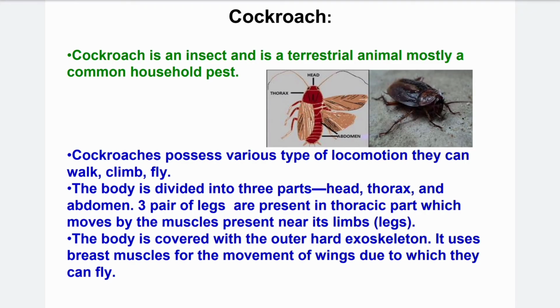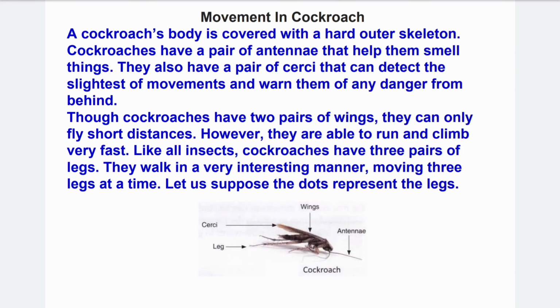Cockroach. Cockroach is an insect and is a terrestrial animal, mostly a common household pest. Cockroaches possess various types of locomotion. They can walk, climb, or fly. The body is divided into three parts: head, thorax, and abdomen. Three pairs of legs are present in the thoracic part, which moves by the muscles present near its limbs or legs. The body is covered with the outer hard exoskeleton. It uses breast muscles for the movement of wings, due to which they can fly.